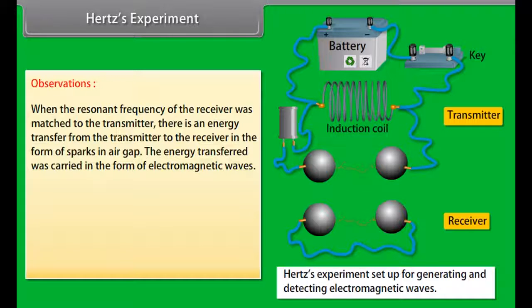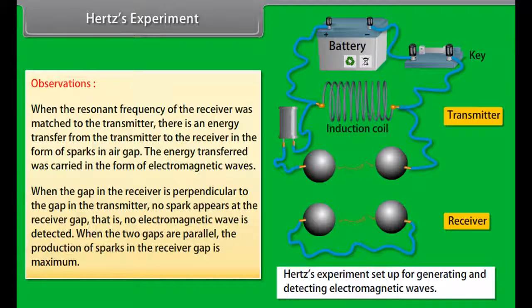Observations. When the resonant frequency of the receiver was matched to the transmitter, there was an energy transfer from the transmitter to the receiver in the form of sparks in the air gap. The energy transferred was carried in the form of electromagnetic waves.